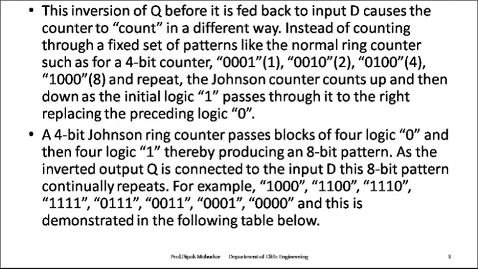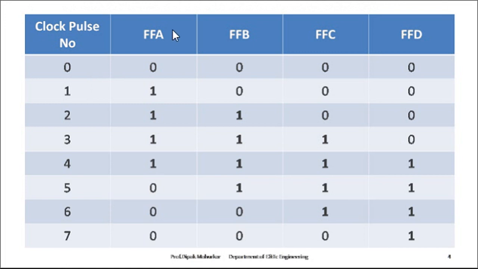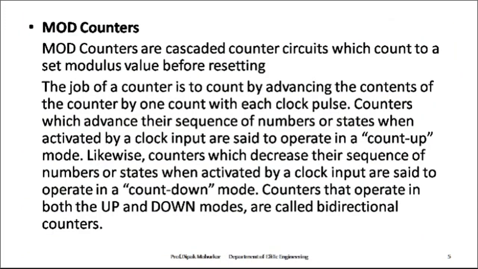For example 1000, then 1100, 1110, and then 0110, demonstrated in the following table. If you observe the table: clock pulse, flip-flop A, flip-flop B, flip-flop C, and flip-flop D. In the first all-zero condition, the first flip-flop will store 1. Next time this will be pushed into QB, the second flip-flop, then the third, and then the fourth, until all will be 1 1 1 1. After that the first will be reset, meaning 0, then the next one, and like this the flip-flops change their position.